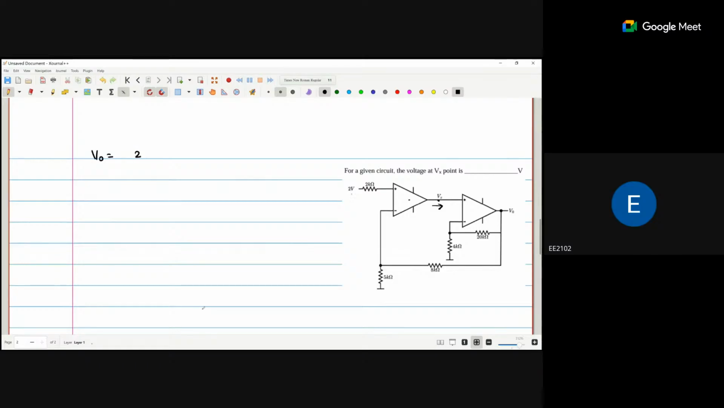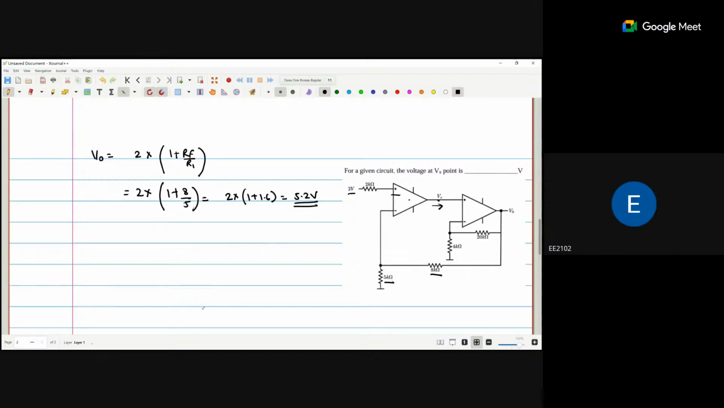2 volt I apply, and that is the non-inverting amplifier. Why? Because that particular 2 volt will be applied on the positive terminal. So 2 multiplied by the gain of the non-inverting amplifier, 1 plus RF by R1. So that is 2 multiplied by 1 plus, what is RF? 8, and what is R1? 5. So 8 by 5. So 2 multiplied by 1 plus 1.6, that is 5.2 volts. So my V naught is 5.2 volt.